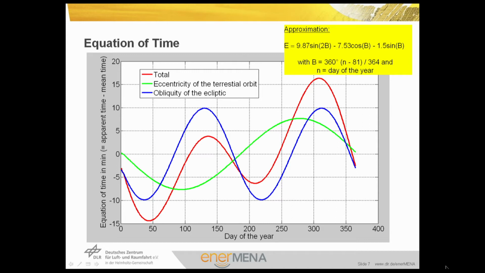And we also see two curves that show the effect of, first of all, the elliptic path of the Earth around the Sun in green, and in blue we see the effect of the tilt of the Earth's axis of rotation. We also see a yellow box with an approximation for this difference E. So E can be written as 9.87 times the sine of 2b minus 7.53 times the cosine of b minus 1.5 times the sine of b. Here b is 360 degrees times (n minus 81) divided by 364, with n the day of the year.